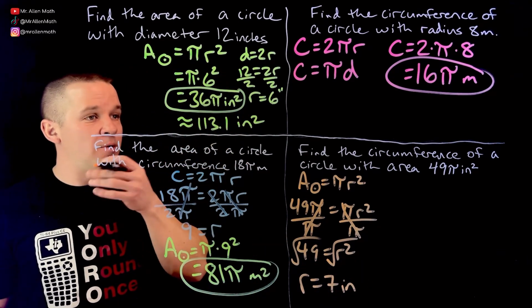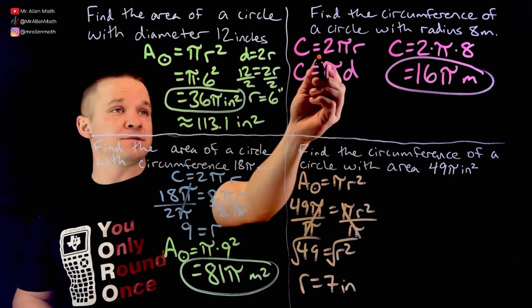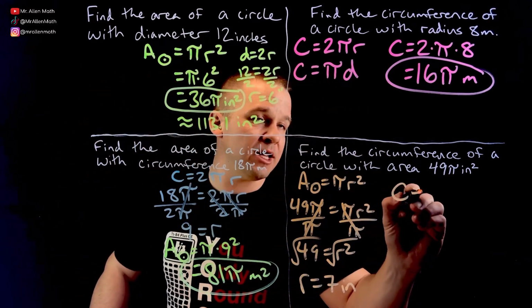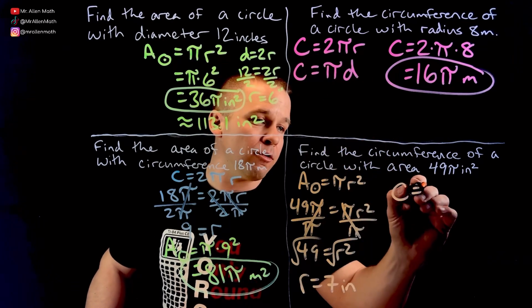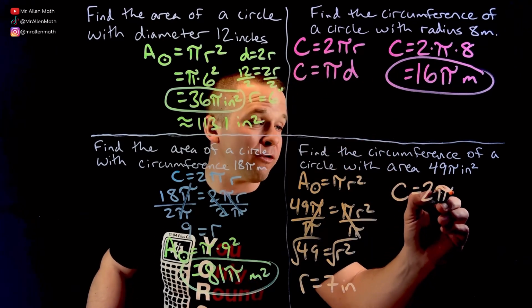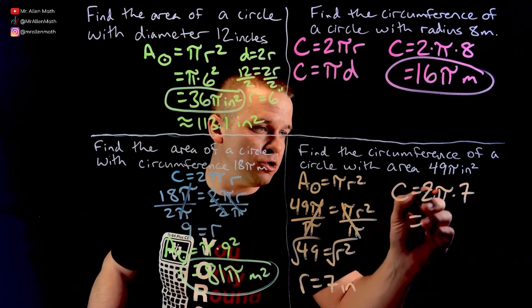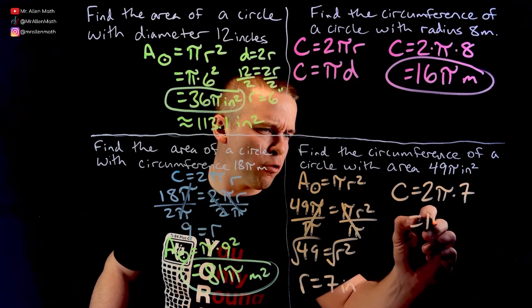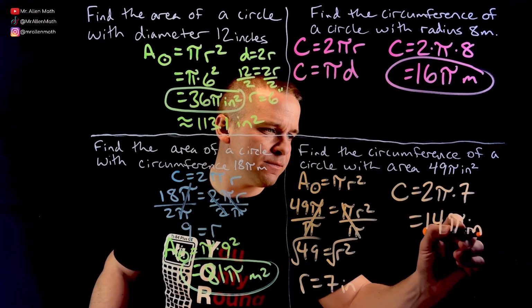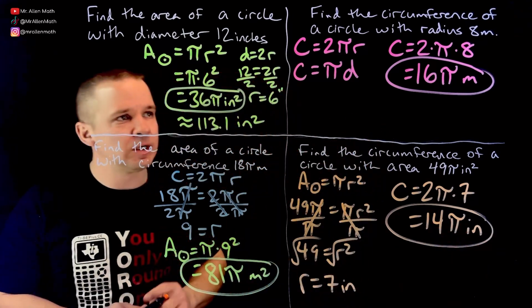And lastly, here we want to find the circumference. So I guess I'll go ahead and use the 2 pi r once again. Honestly, I like this formula best because the radius is the more, I'd say, universal measurement that we're going to deal with. So 2 pi times 7, so it's 14 pi inches. Boom. There we go, guys.